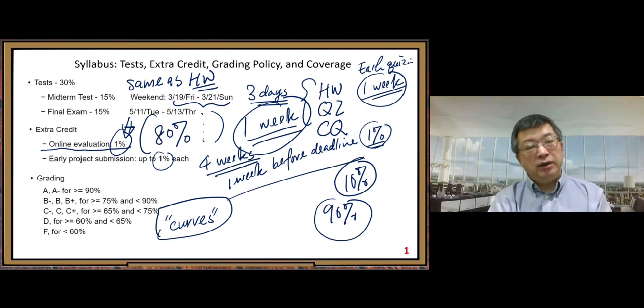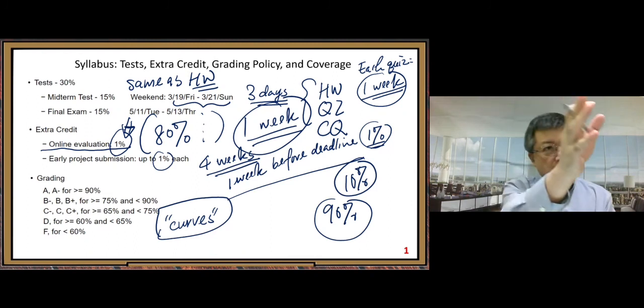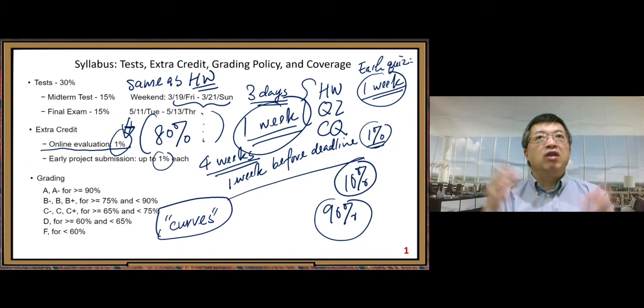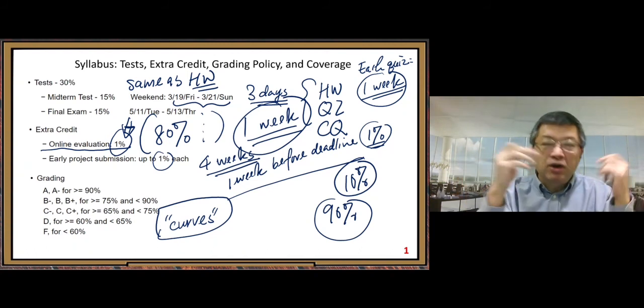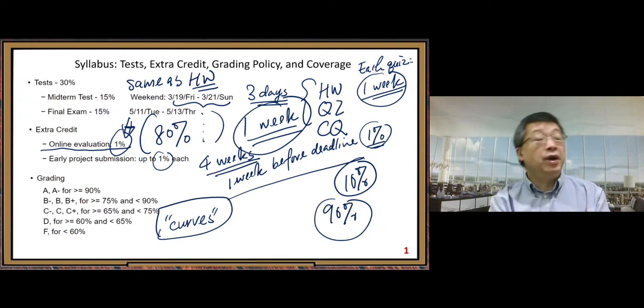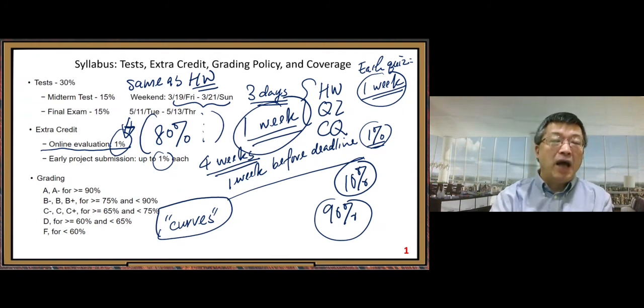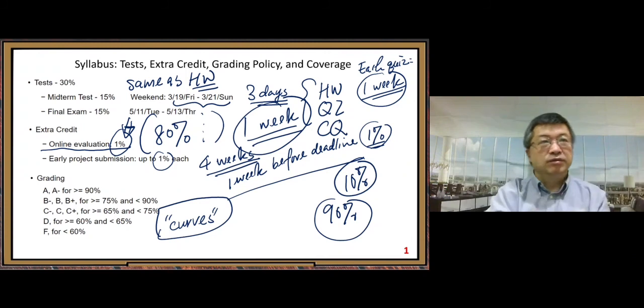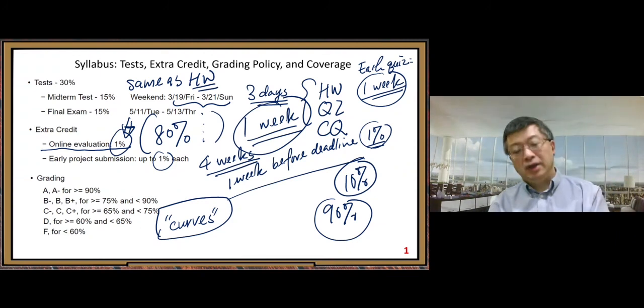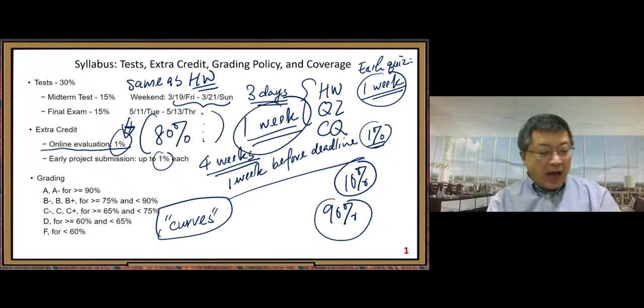But the only requirement is you should not miss any assignment. Any quiz, any homework assignment, any test, any project assignment, then you are qualified to get some curves. If you miss one, you are not qualified. That's the incentive for you to complete all the coursework. So that's the criteria.